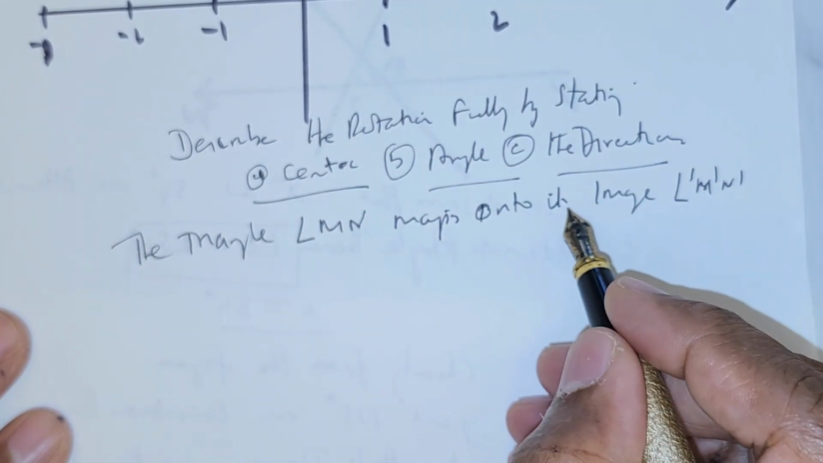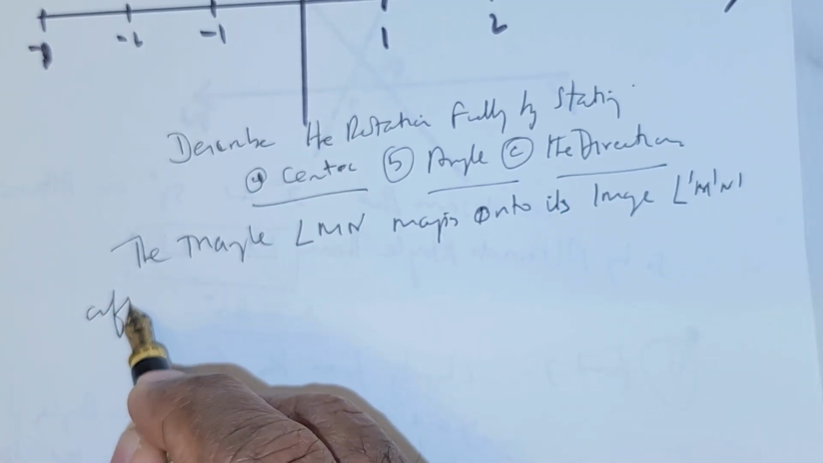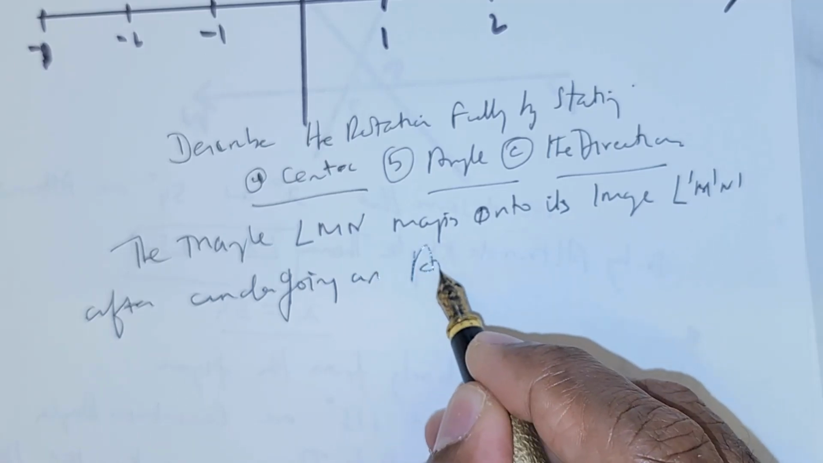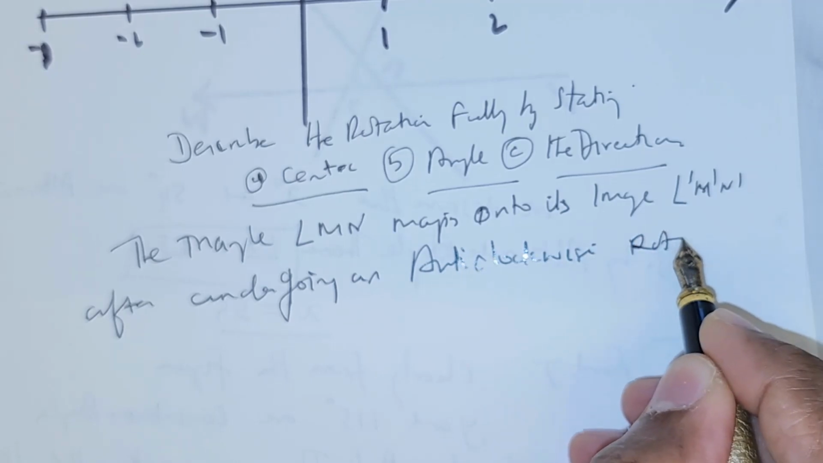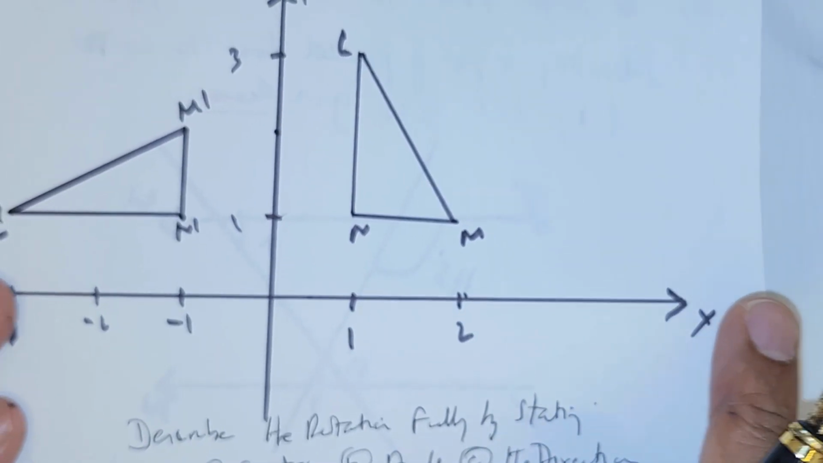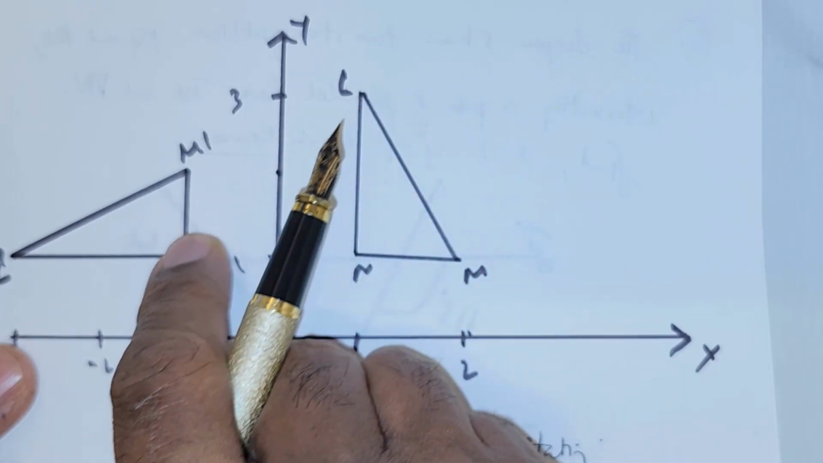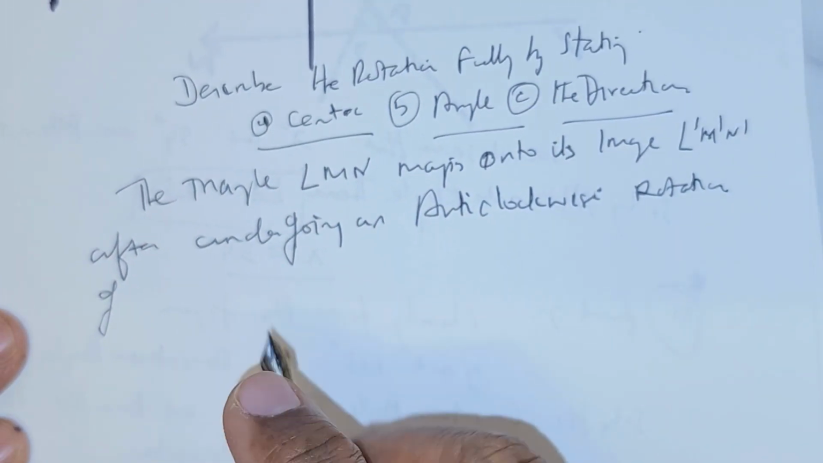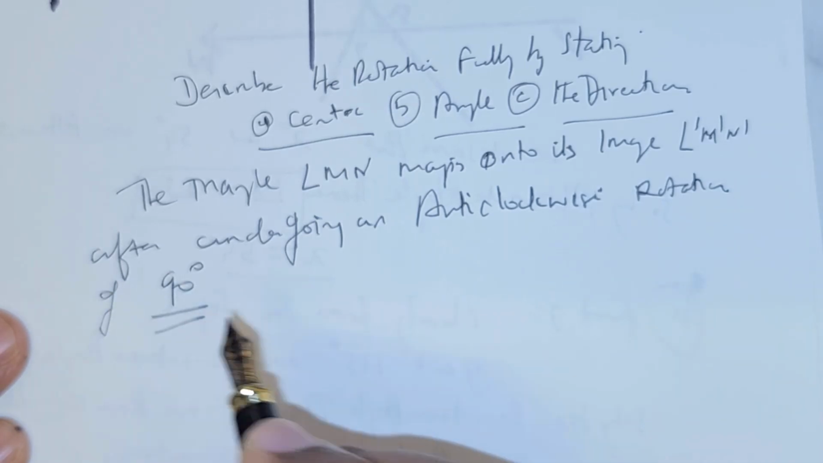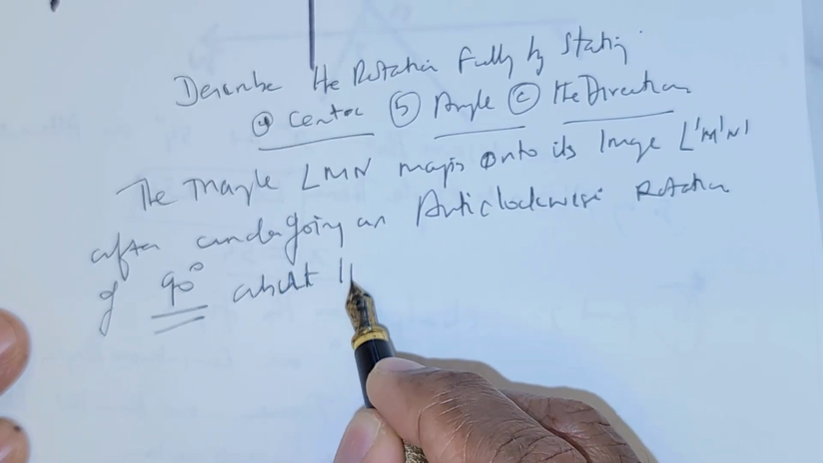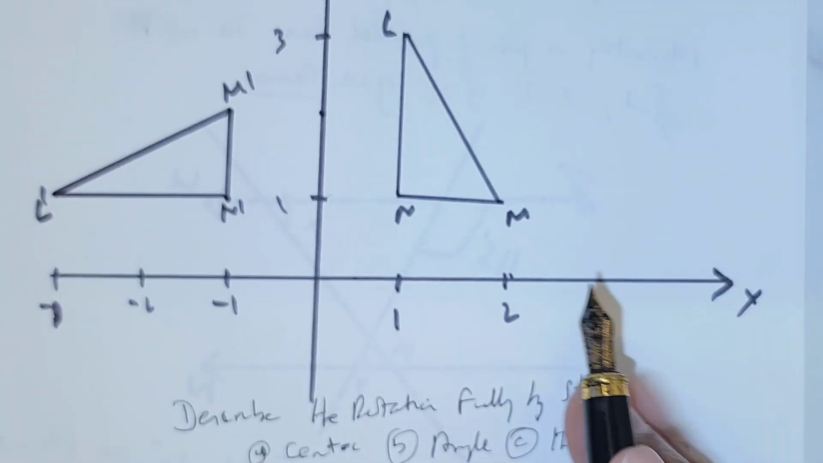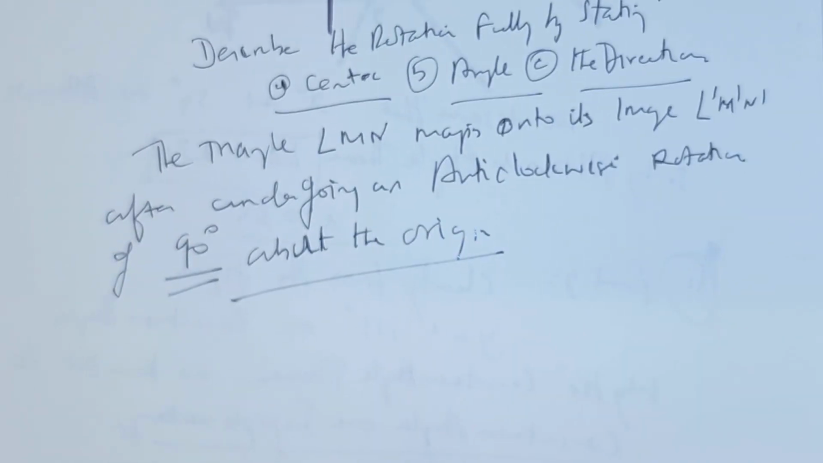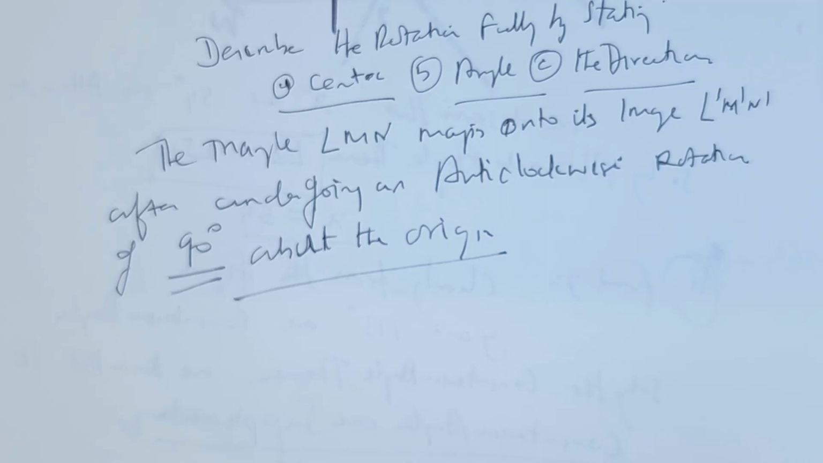So triangle LMN maps onto its image L dash, M dash, N dash after undergoing an anti-clockwise rotation of how many degrees? See, this is the corner L, it comes over here. So the angle that is being rotated is clearly 90 degrees. Okay, after undergoing an anti-clockwise rotation of 90 degrees. About what? About the origin. So this is by default. We are not moving or doing anything. Just from this point, if this is the origin, you rotate. Okay, so that is the question which will give you 3 marks.